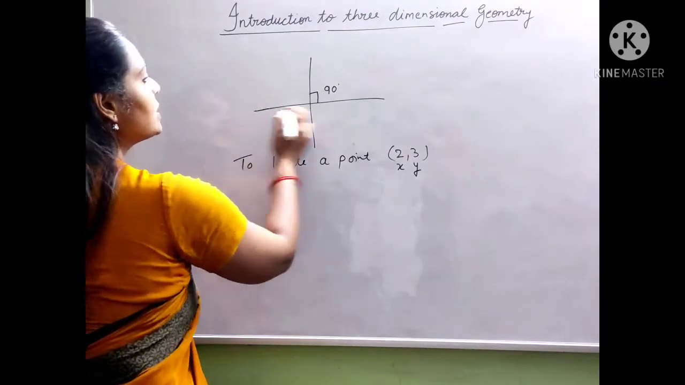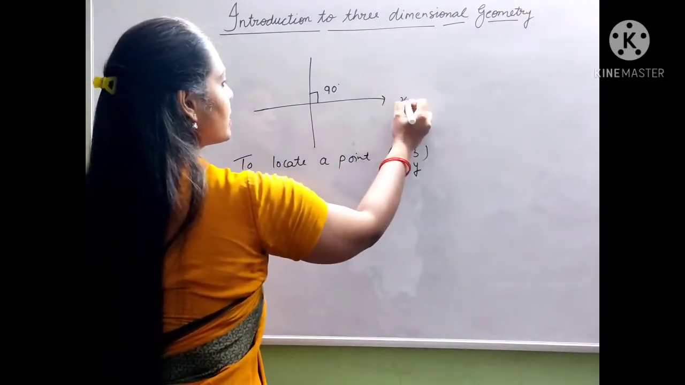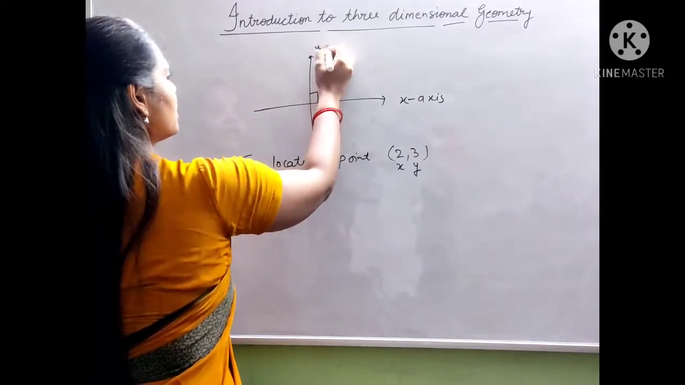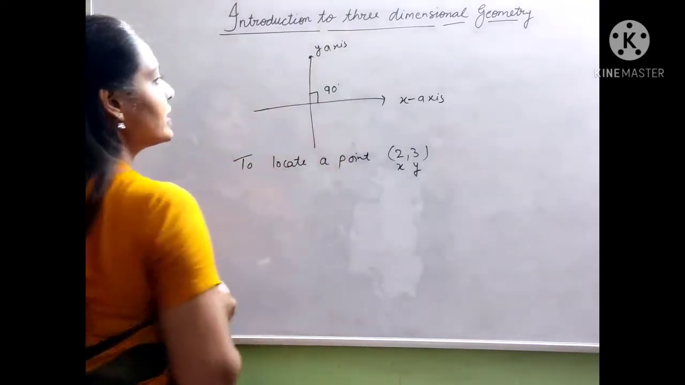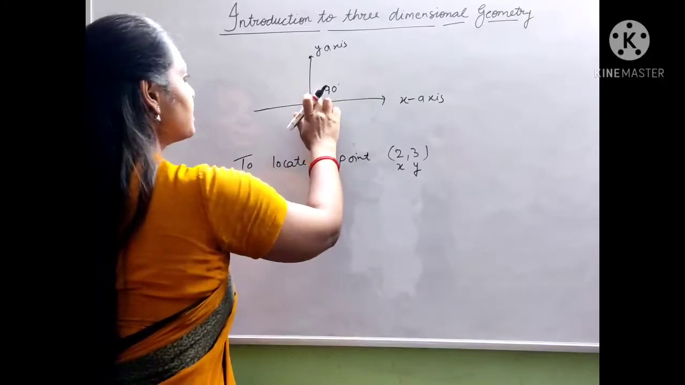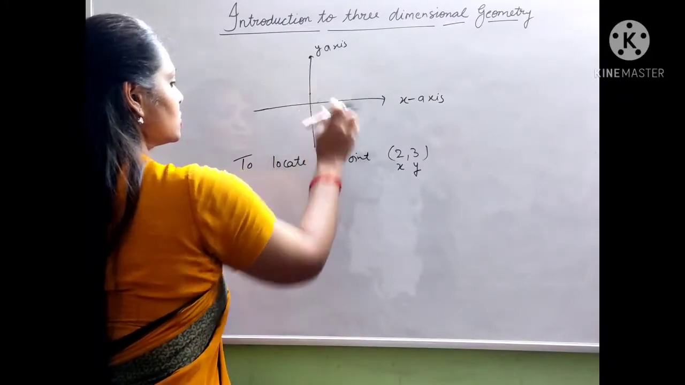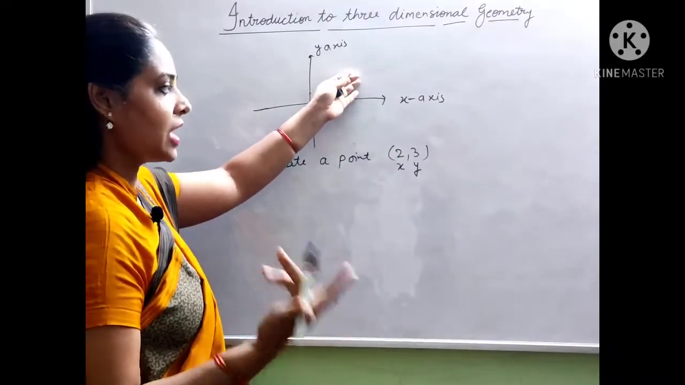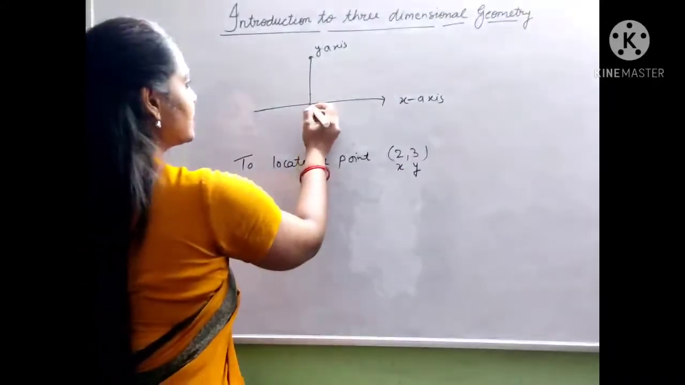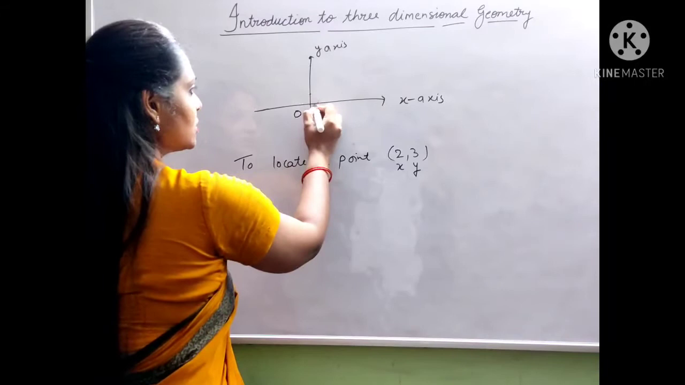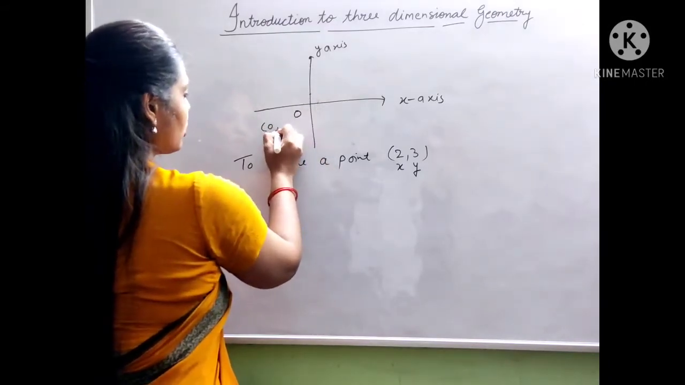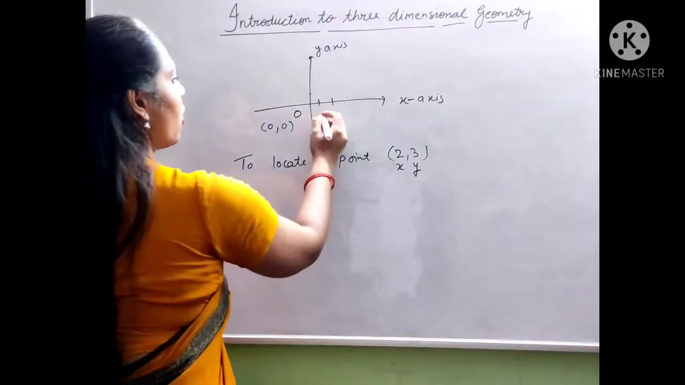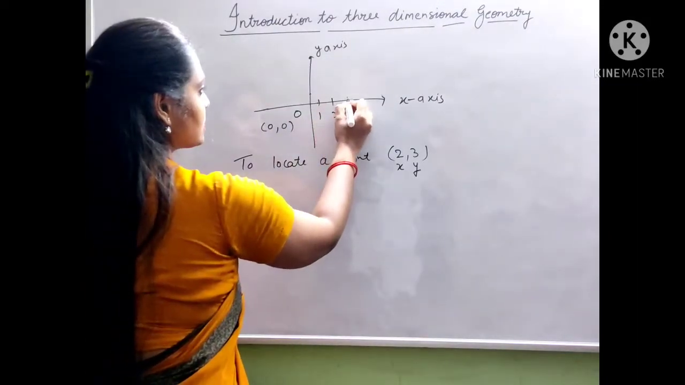The horizontal line is called the x-axis and the vertical line is called the y-axis. Each is a real number line. So now we have to locate this point in two-dimensional geometry. Does everyone know how to locate it? This is the origin, whose coordinates are always (0, 0). On a number line we can represent all real numbers.